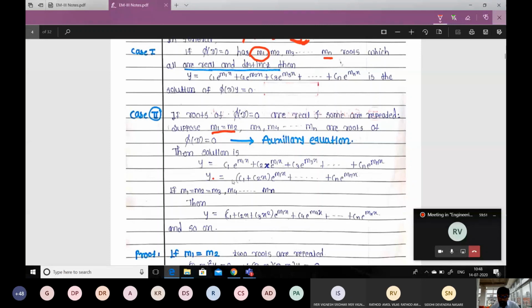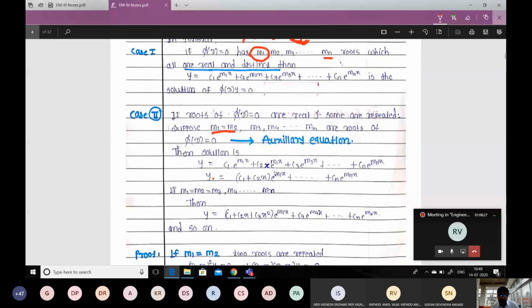I'm writing the solution y equal to c1 plus c2 times x, and outside of the bracket e to the power of that root, first root m1 times x. And for the remaining roots, corresponding to the other roots, we will follow case number 1 to write the solution. So the only change is in the first 2 terms corresponding to m1, m2, c1 plus c2 x e to the power m1 times x, and plus so on up to cn e to the power mn x. So what will be the change?